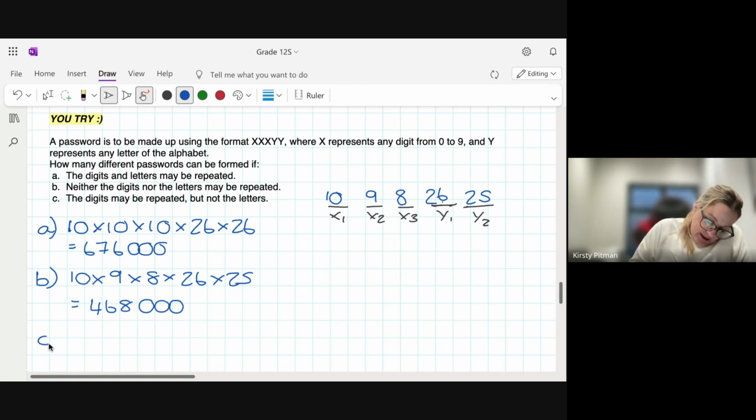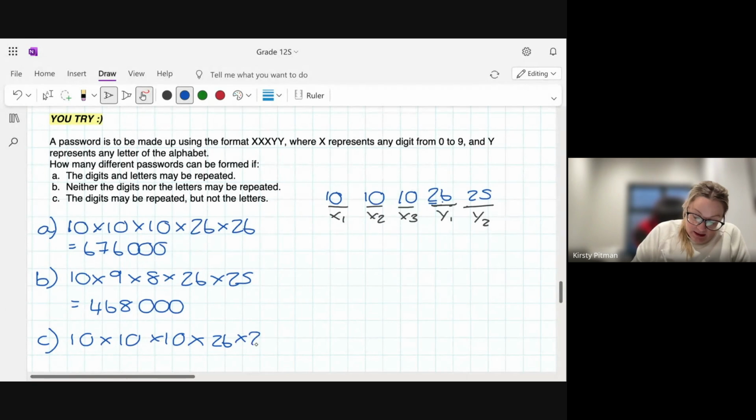Okay. See? Now what can happen? Now the digits may be repeated, but not the letters. So if that's true, I'm allowed to repeat the digits. So 10, 10, 10 options, but I can't repeat the letters. So 26 and 25. So 10 times 10 times 10, or 10 to the power of 3, times 26 times 25.